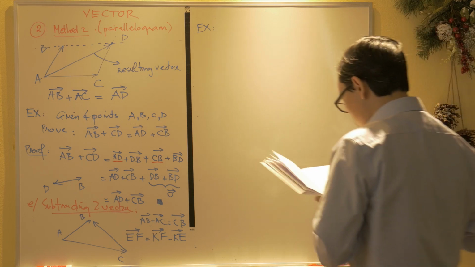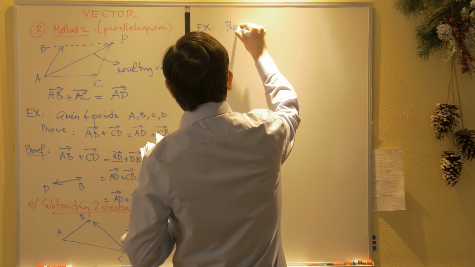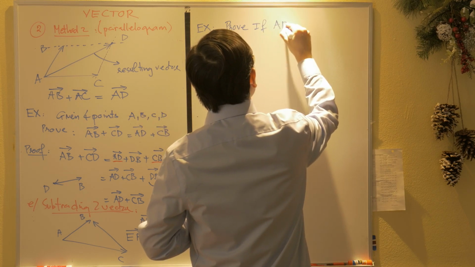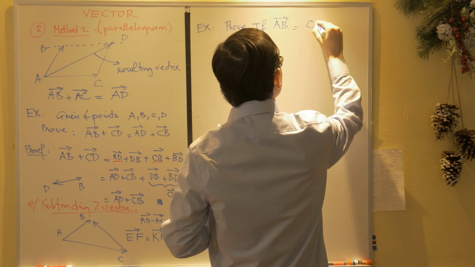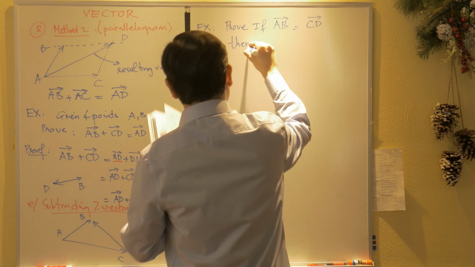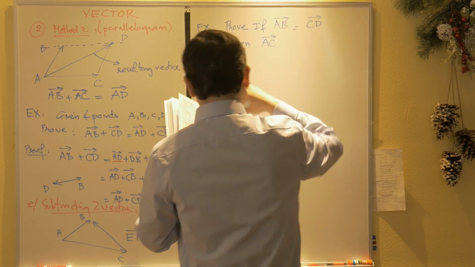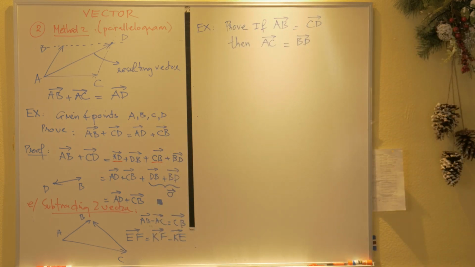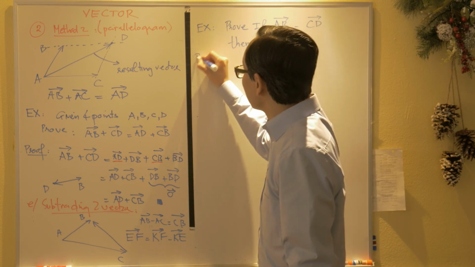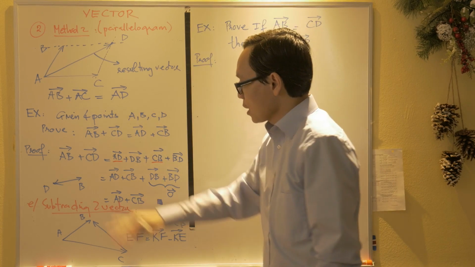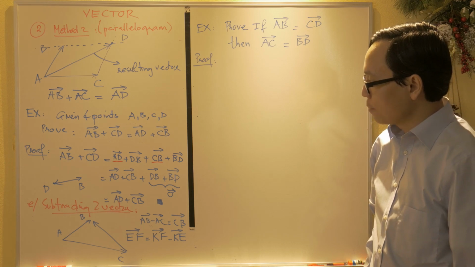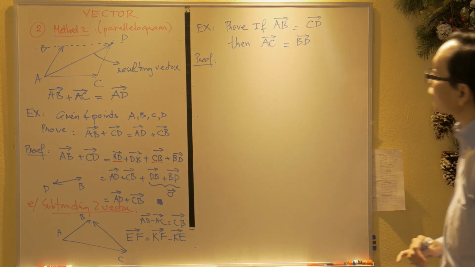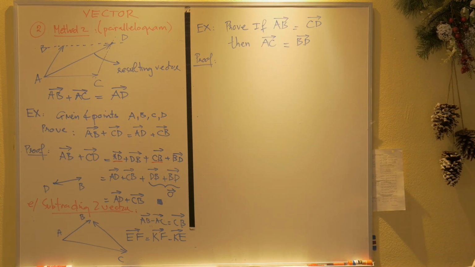What if I want you to prove, if AB vector equal to CD vector, then AC vector equal to BD vector. So I'm going to use the subtraction of two vectors to prove this expression. Okay, so how do we do that?